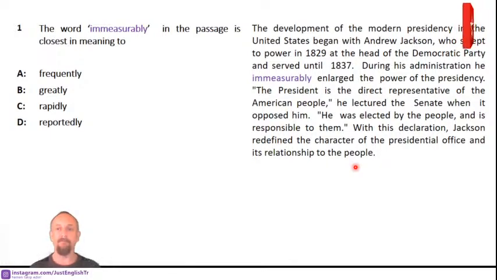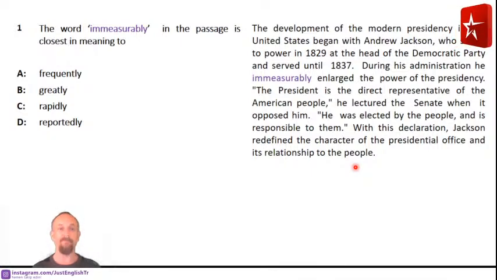The development of the modern presidency in the United States began with Andrew Jackson, who swept to power in 1829 at the head of the Democratic Party and served until 1837. During his administration, he immeasurably enlarged the power of the presidency. The president is the direct representative of the American people, he lectured the Senate when they opposed him. He was elected by the people and is responsible to them. With this declaration, Jackson redefined the character of the presidential office and its relationship to the people.